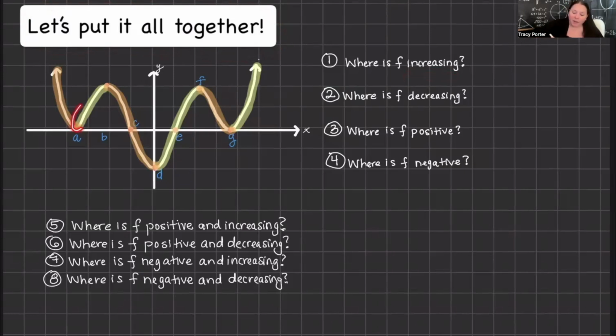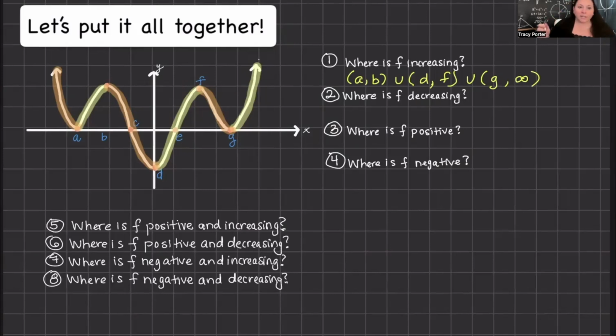So I've highlighted in yellow. Okay, you can see all of those places are where the function is increasing. So we can just write these ones down. So it's increasing from A to B, and then again from D to F. And then finally, it increases from G and then never stops increasing.